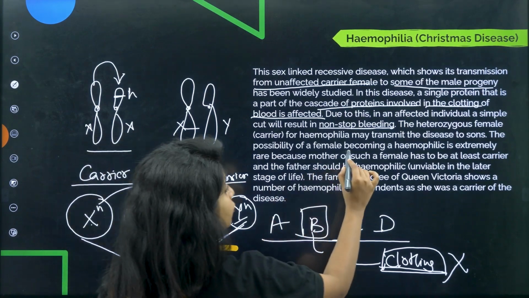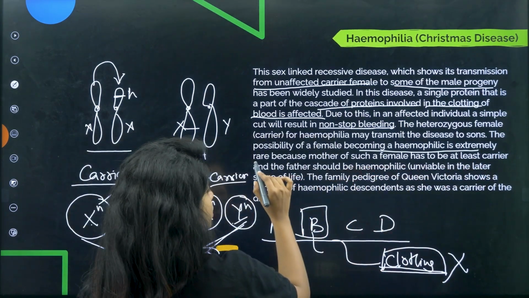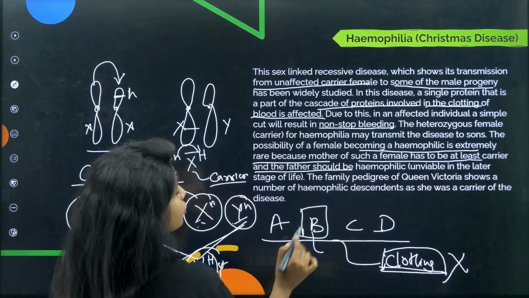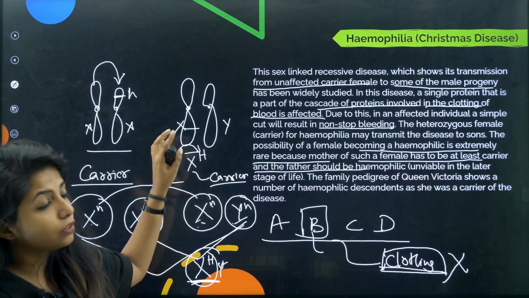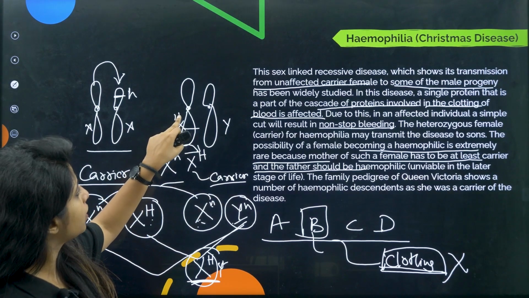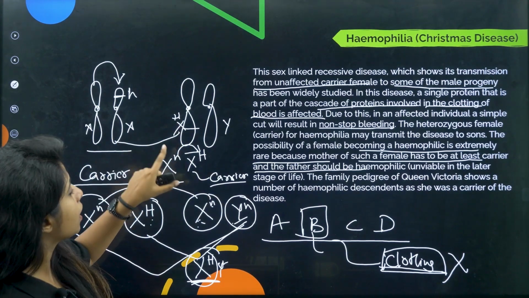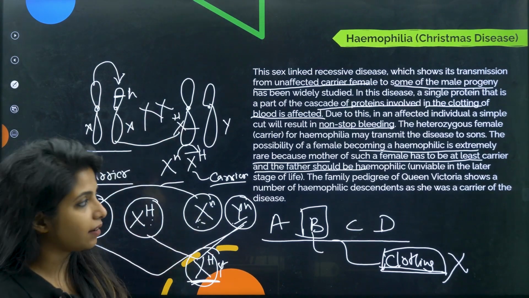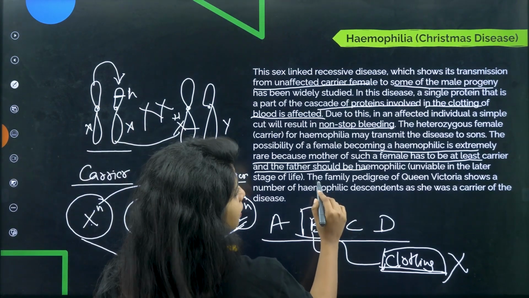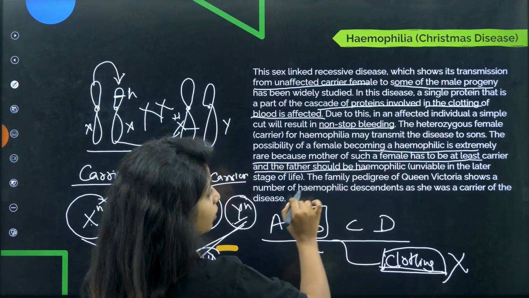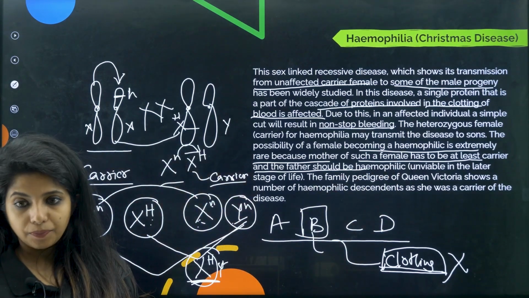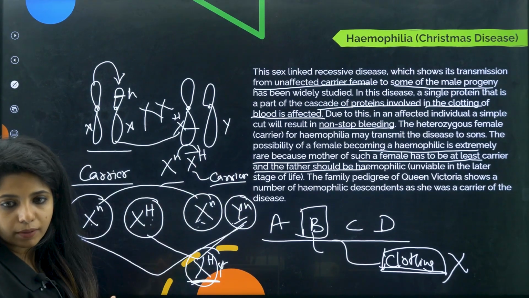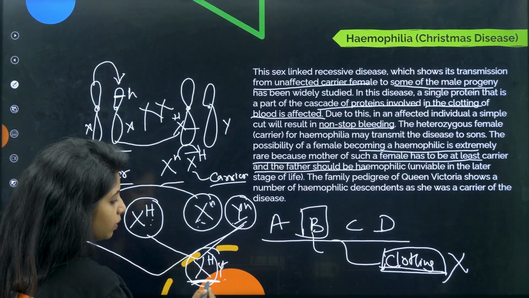The possibility of the female becoming hemophilic is extremely rare, because the mother of such a female has to be at least a carrier and the father should be hemophilic. At this point there are chances that this and this can come together and produce a diseased female, but that is very, very rare. Because, as I said, females are mostly carriers. Only males are the ones who will be having this disease.